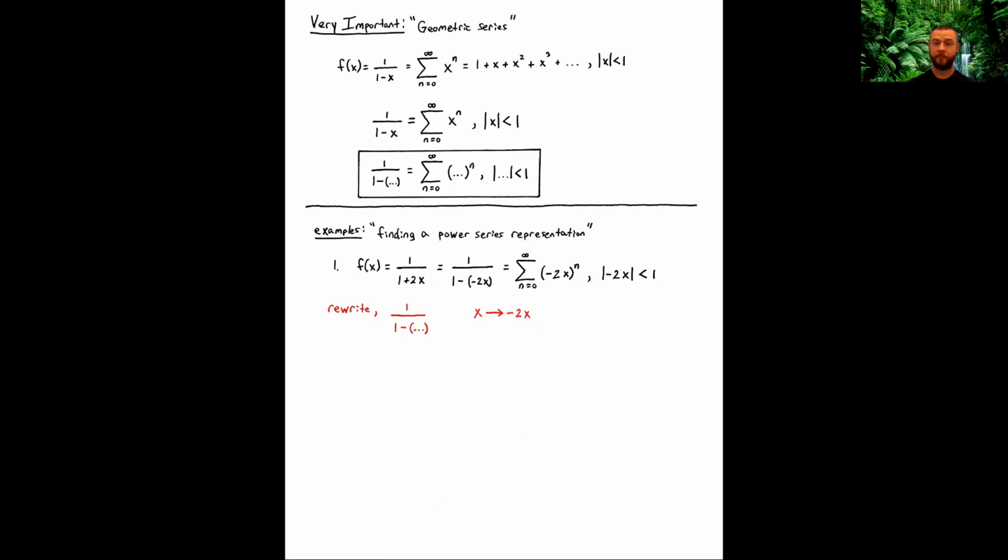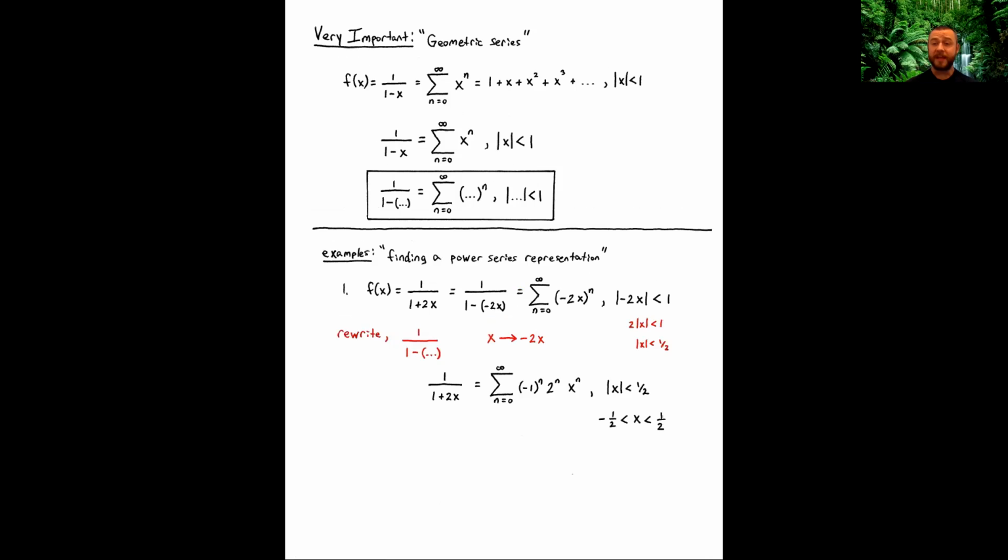Now make sure you realize when you make this replacement or use this result for the geometric series, the interval of convergence also changes. So notice in that boxed result, I have the interval part within absolute value that has the something inside that as well. So you have to replace in there the inside with negative 2x, and we get this interval, the absolute value of minus 2x is less than 1.